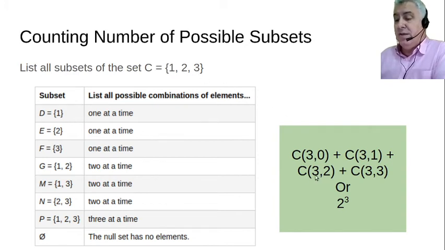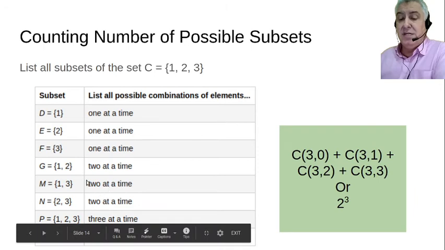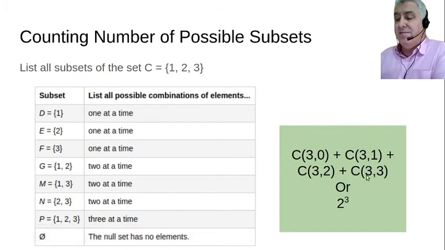And the combination of taking two elements from 3 elements, there are 3 ways to do that. 1, 2, 3, right? 2 at a time. So 1, 2, 1, 3, 2, 3. And then I want to take 3 elements out of a set of 3, and there's only 1 way to do that, which is 1, 2, and 3. And so when we add that together, 1, 3, 3, 1, then we end up with 8.